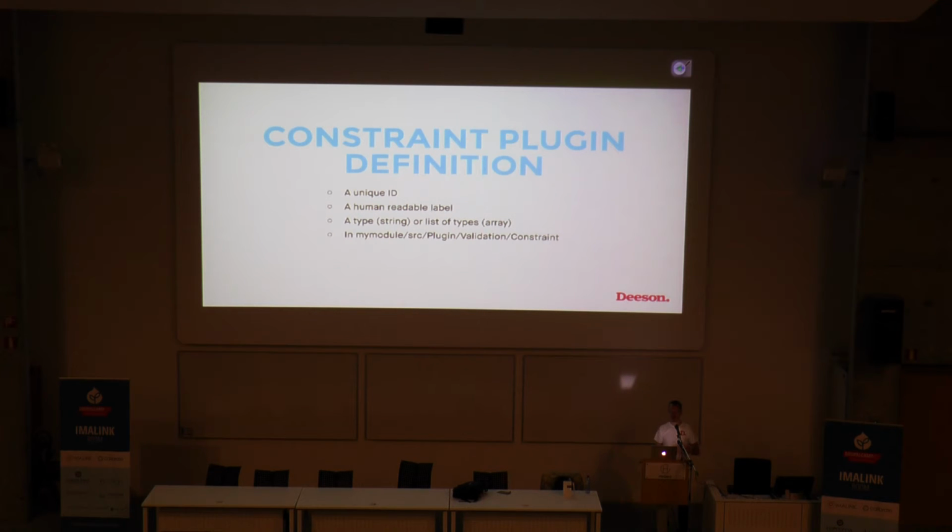So every plugin always needs a unique ID within its type. And you usually want to provide a human readable label. And the constraint plugins can also define a type or a list of types to which they apply. Now there's something special going on with that, but more on that later. And you want to place all of your constraint plugins in that namespace. So you go to your module, the source folder, and then plugin, validation, and constraint, and then everything under there with an annotation will be discovered by Drupal. There's nothing you need to do to make it discoverable except putting it in that folder with the right annotation.